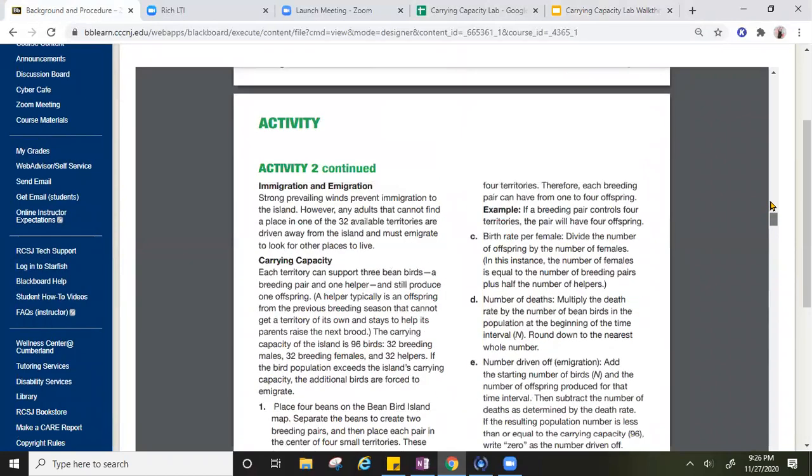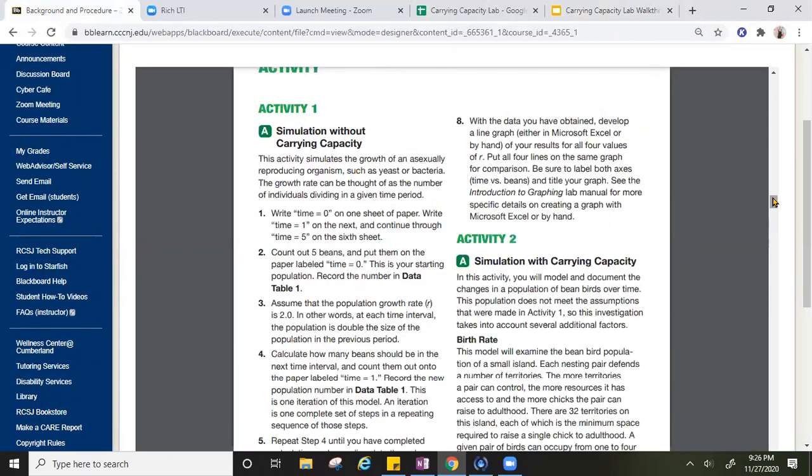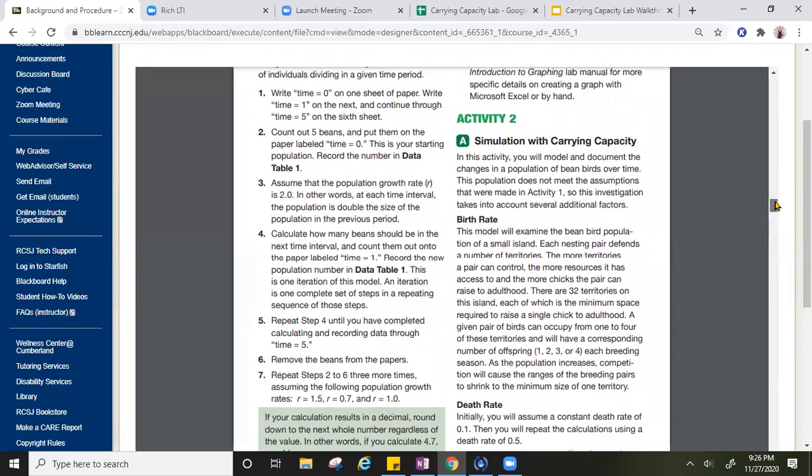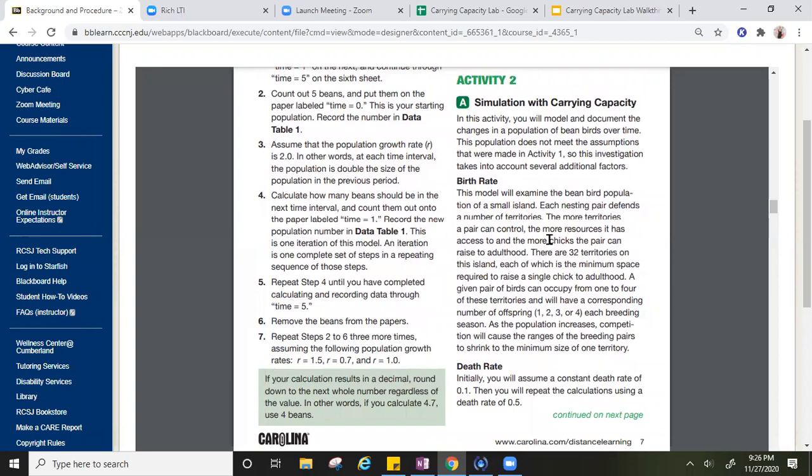Okay, so here's the deal. With activity 2, you have a map and it's called Bird Bean Island. And you're going to be simulating carrying capacity. So in this one, it's different because you're going to take into account birth rate and also death rate. And you have some serious rules that are going on here. So basically, the birds are going to be in pairs. And when they're in pairs, they can sort of oversee a territory of the island.